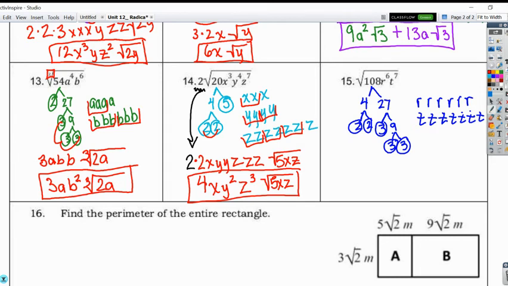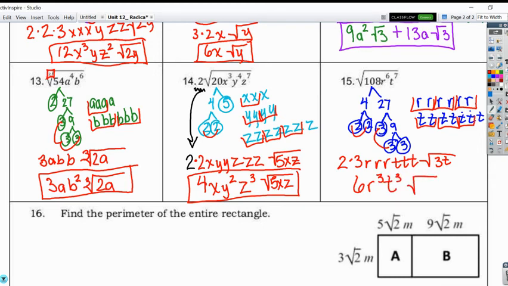Look for the matches. It's a square root, so I need my pairs. A match of 2 2's gets written once. A match of 2 3's gets written once. And for my r's, I've got 1, 2, 3 groups of r's to write. I've got 1, 2, 3 groups of t's to write each of them once. And what's left in the square root? There's a 3 in my factor tree, and there's a t in my variables that haven't gotten used yet. So 2 times 3 makes 6, r to the 3rd, t to the third times the square root of 3t is what we are looking at.